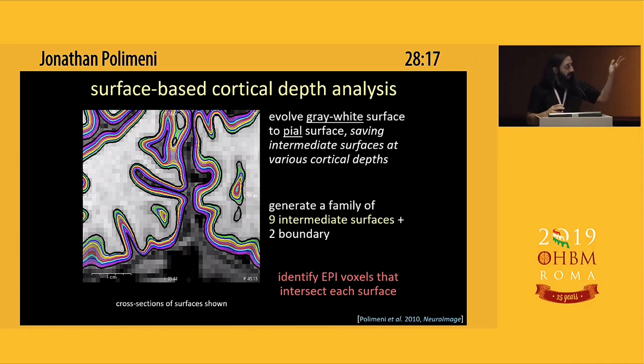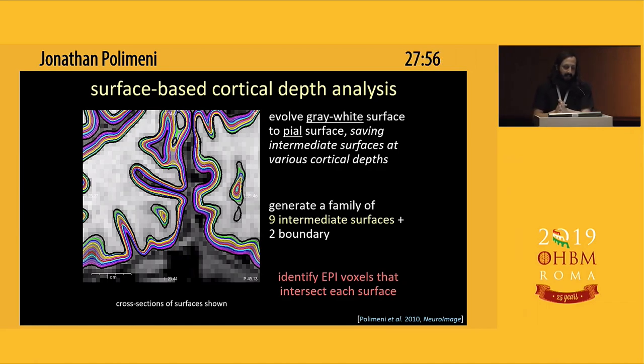Here's an example of what I like to think of as a surface-based cortical depth analysis, in which we start by identifying the gray-white boundary. We reconstruct a surface there and evolve that mesh out to the pial surface, saving intermediate surfaces at various cortical depths. In this case, I looked at 9 intermediate or intracortical surfaces. I'm showing the cross-sections of these surfaces overlaid on the MP-RAGE on the left there.